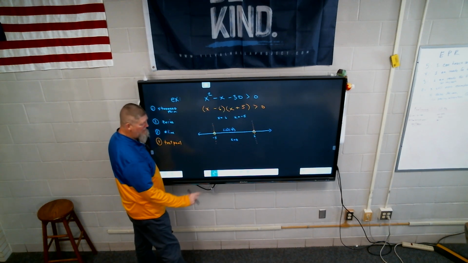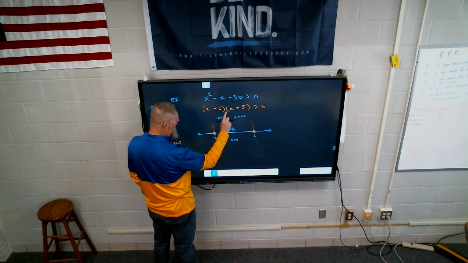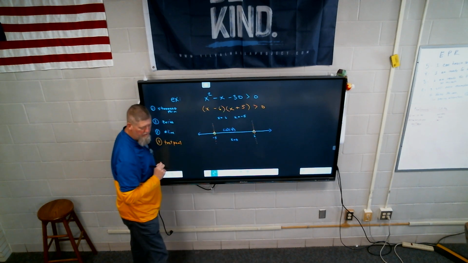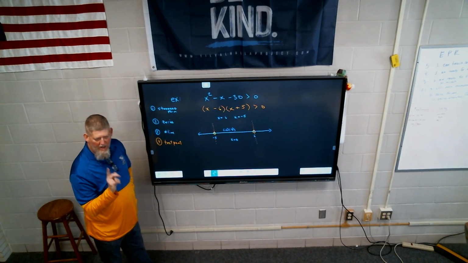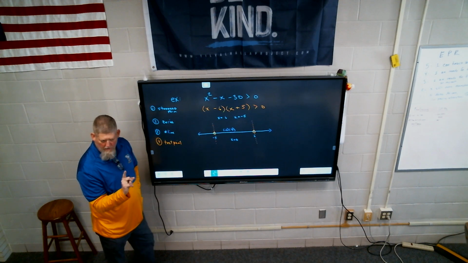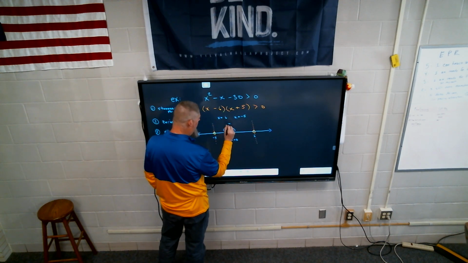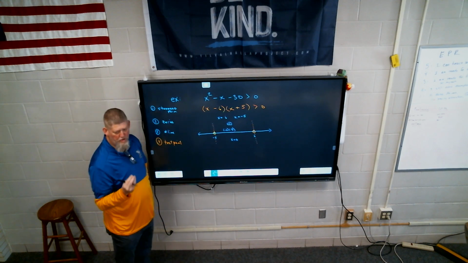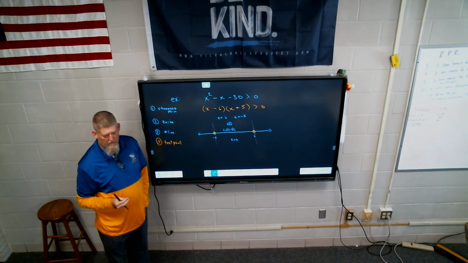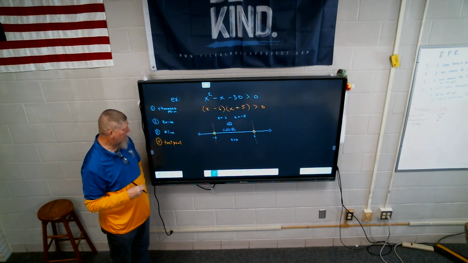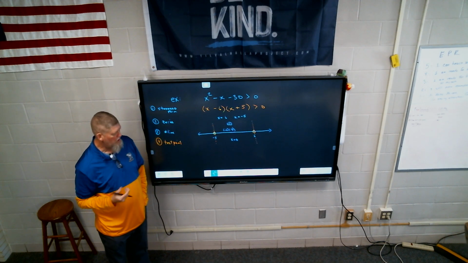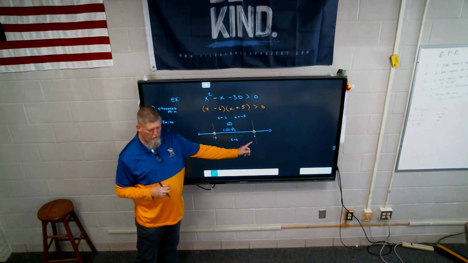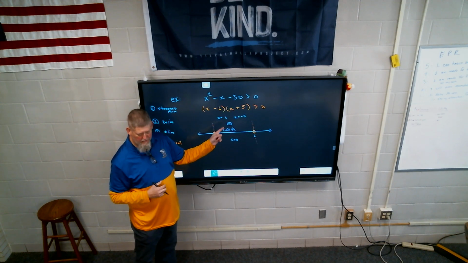Now, if I multiply these two things together, what's negative 6 times 5? Negative 30. And all I need to know is the sign. Because it's negative, that means every value between negative 5 and 6 will result in a negative value. You can check another one if you want. Plug in 1, 2, 3, 4, 5, whatever. They will all be negative.